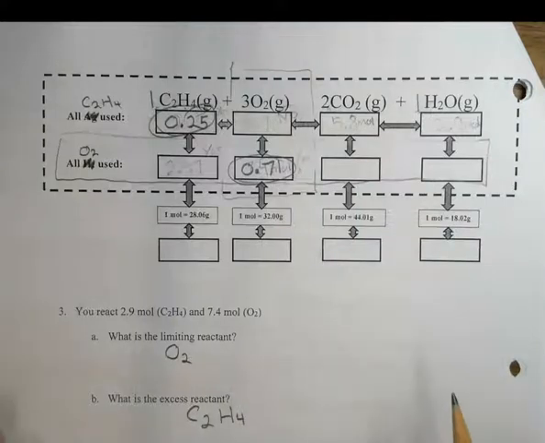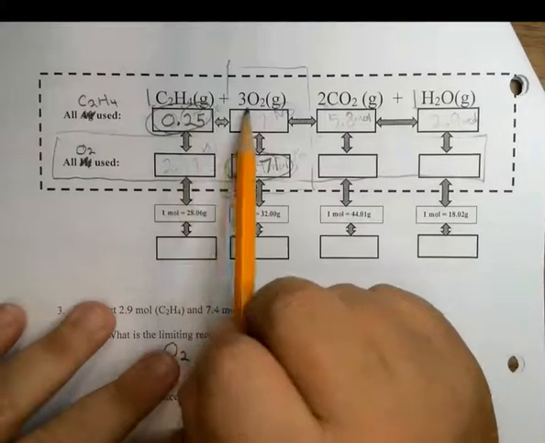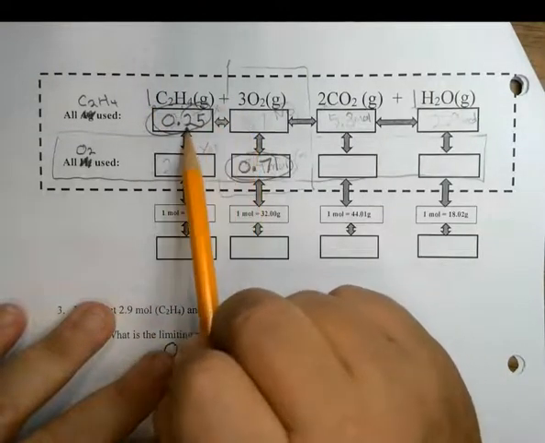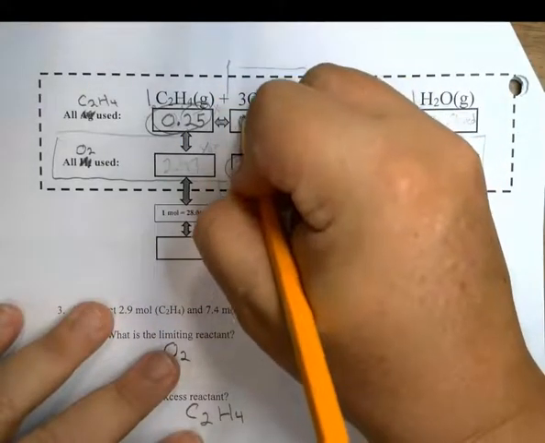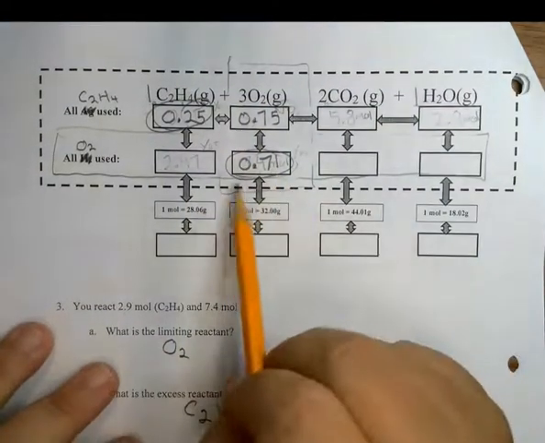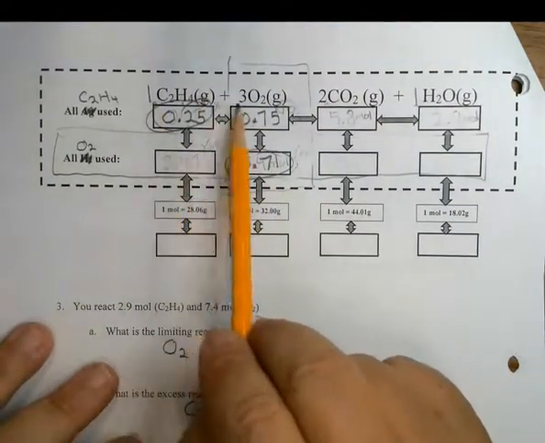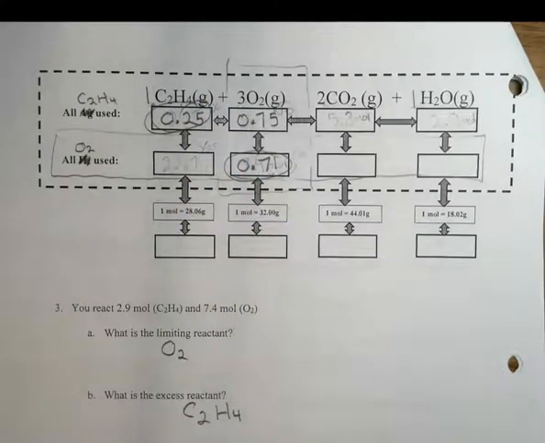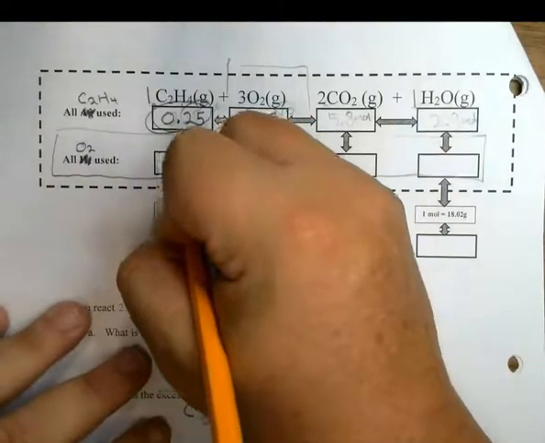So now we do what we did before. We have to have 3 times as much oxygen as C2H4. So this number has to be 3 times 0.25, and that's an easy one to do. It's 0.75. And down here, we have to have 1/3 as much of this as we have of this. So if we have 0.71, we divide by 3 to get this number, and we get 0.24. We're just going to call it 0.24.